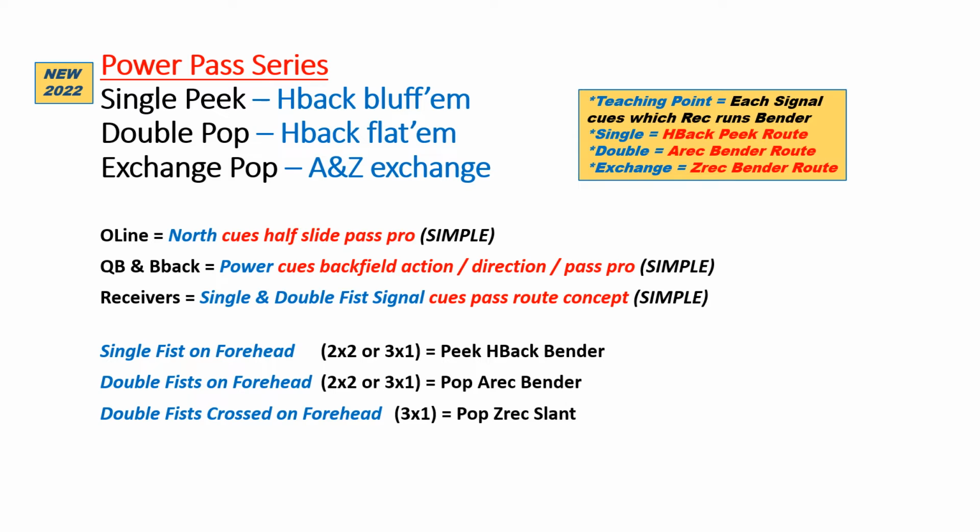So you can see here, single fist on the forehead, whether it's a 2x2 or 3x1, it's a peek H-back bender route. Double fists on the forehead is a pop, a receiver running the bender, and double fist crossed on the forehead is now a pop, Z receiver slant.